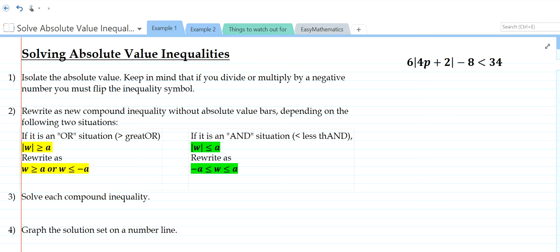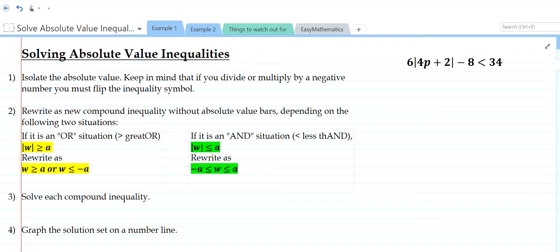Hi, in this video we are going to learn how to solve absolute value inequalities. There are 3 steps. After the 3 steps we will be done, and then we will graph the solution set. I'm going to give 2 examples and a couple of things in the end to watch out for. So let's go over the steps.